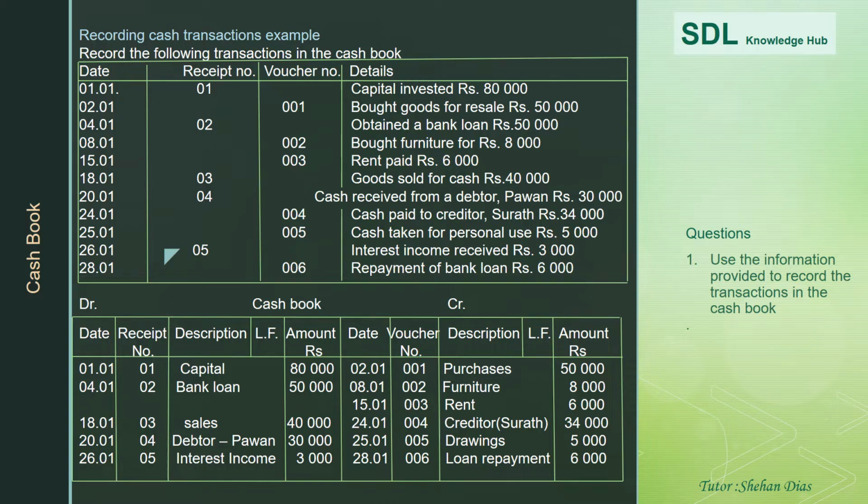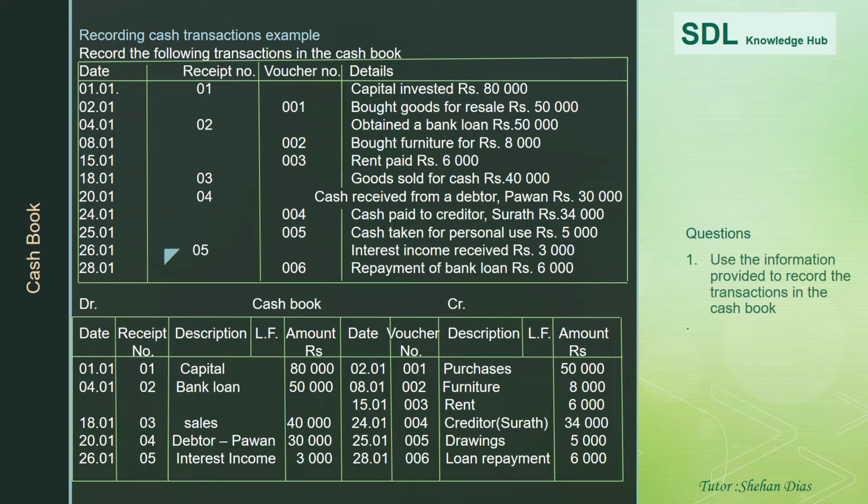Then goods sold for cash 40,000, receipt number 3. In the debit side, sales increases cash, so based on double entry principle will be debit sales 40,000. Then cash paid to creditor Surat 34,000. So by payment cash decreases, so based on double entry principle will be credit.